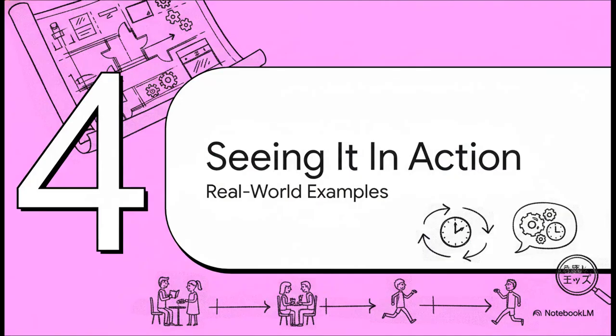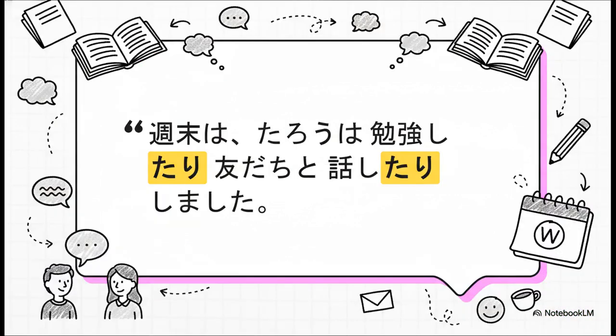Okay, so we have the blueprint, and we get how to control the tense. Now it's time to put it all together and see how this grammar actually works in some real-world sentences. Let's take a look at our first example. This one's about Tero's weekend. The sentence is basically saying he did things like studying and talking with his friends. You see how that gives us a general vibe for his weekend? It doesn't put things in a specific order, and it's not claiming this is the only thing he did.